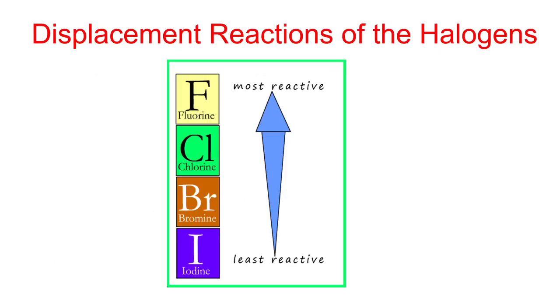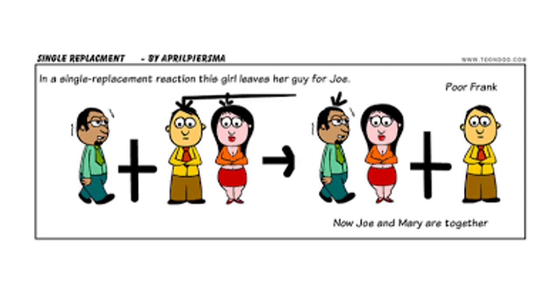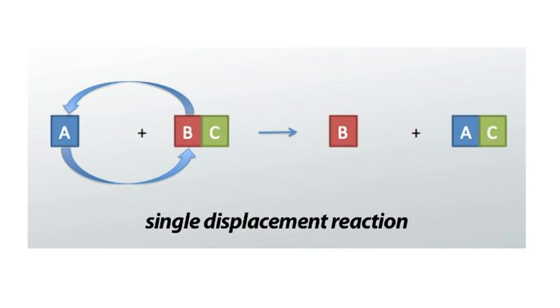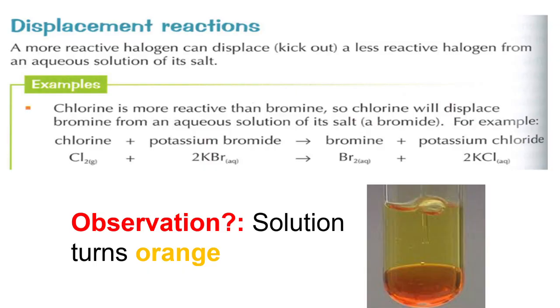Next, you need to know about displacement reactions. A displacement reaction is when a more reactive substance displaces a less reactive substance from a compound. So A is clearly more reactive than B, so it displaces B and joins C. That's a simple version of it. Now, as regards halogens, chlorine is above bromine in the periodic table, so it is more reactive. So chlorine will displace bromine from the compound, as you can see here, to form potassium chloride.